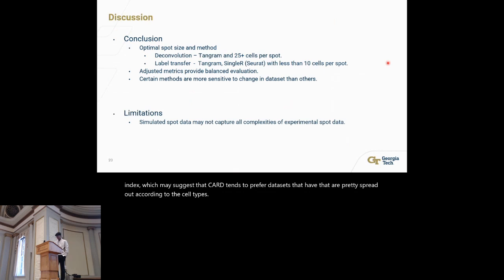So finally, concluding our presentation, we have given the optimal spot size and the method for each task, which is for deconvolution, we have the tangram as the best method and 25 cells per spot as the recommended spot size. And for label transfer, we have tangram and single R as the best method with less than 10 cells per spot. And we also introduced an adjusted metric to provide balanced evaluation, and certain methods are more sensitive to changes in dataset than the others, as seen in card example.